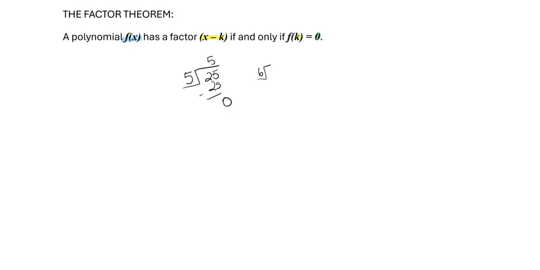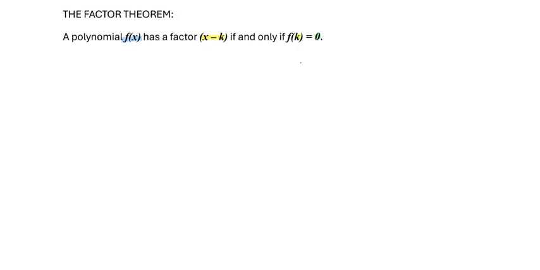Same thing as 6 is a factor of 18. 6 goes into 18 3 times. 3 times 6 is 18. When I subtract, my remainder is 0. Therefore, 6 is a factor of 18, and so is 3. So 6 times 3 is 18. Those are the two factors. 5 times 5 equals 25. Those are two factors of 25. I did that with numbers instead of polynomials, but it works the same way. Only you would use polynomial long division or synthetic division to see if f of k equals 0.